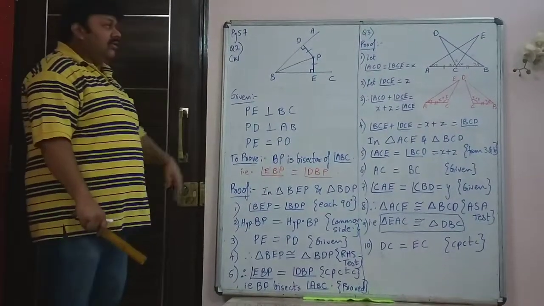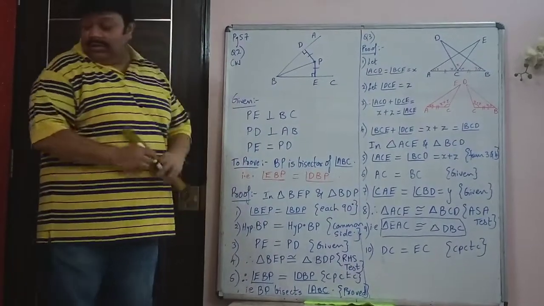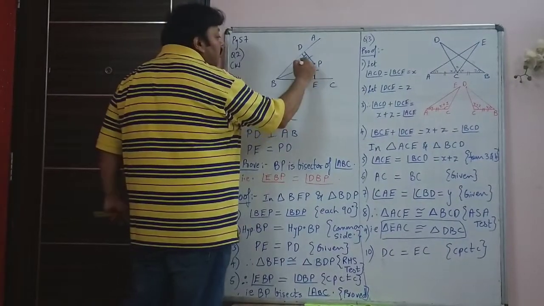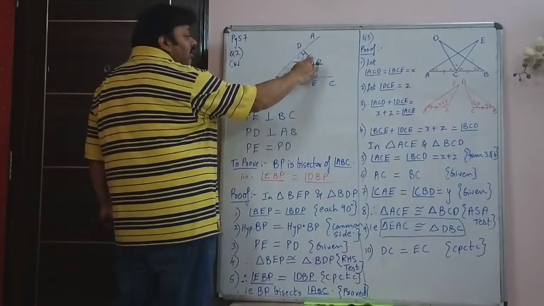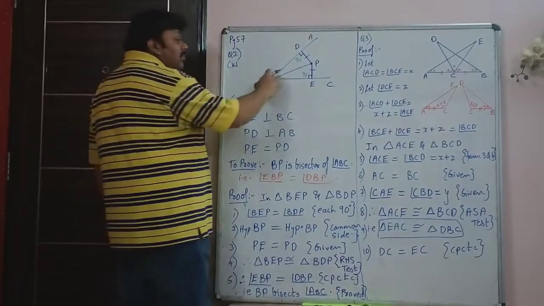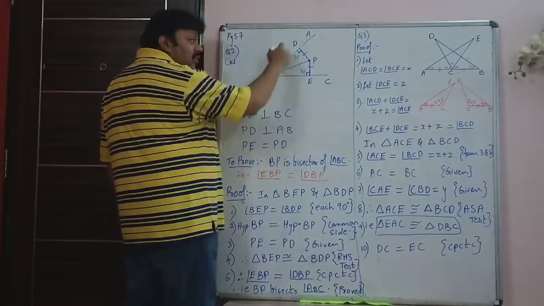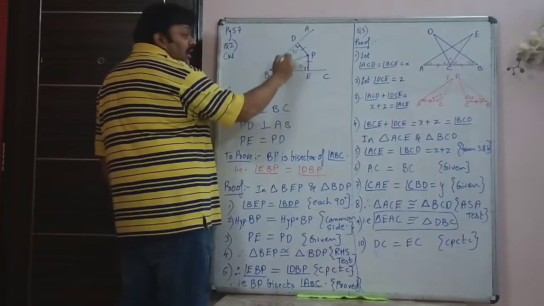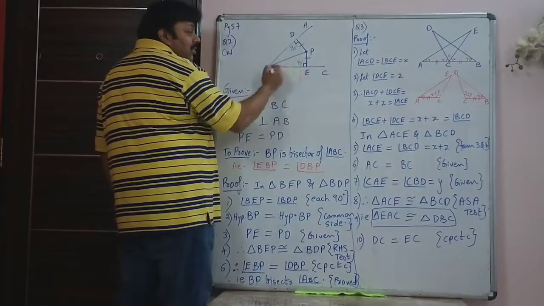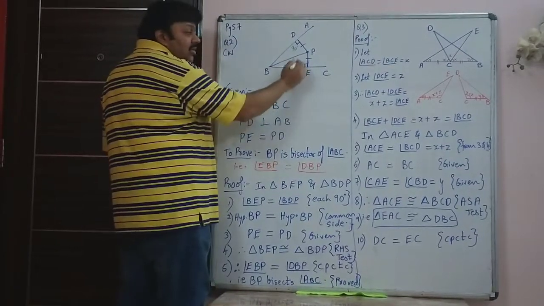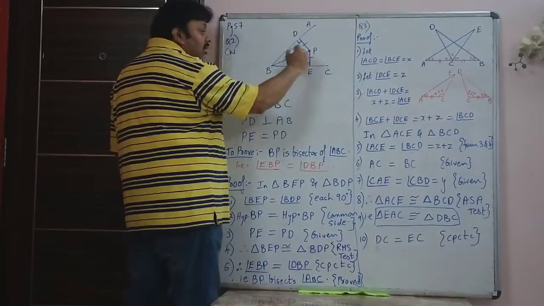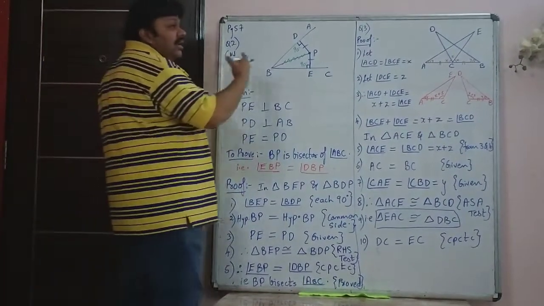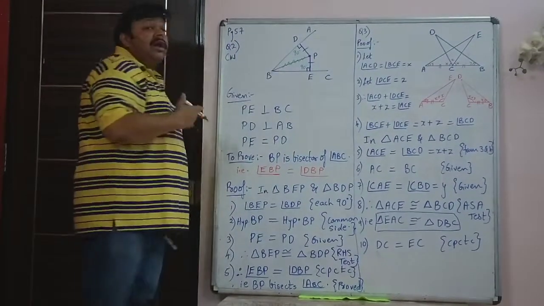Now how do you go about proving it? When you look at this figure, the first thing that will come to your mind is that you see 2 90-degree angles. You see one pair of equal sides. And BP is the hypotenuse of both the triangles. DBP has BP as the side opposite to 90 degrees. In the same way in BEP also, BP is the side opposite 90 degrees. So BP is the common hypotenuse. Immediately it should strike you that this is the RHS test.